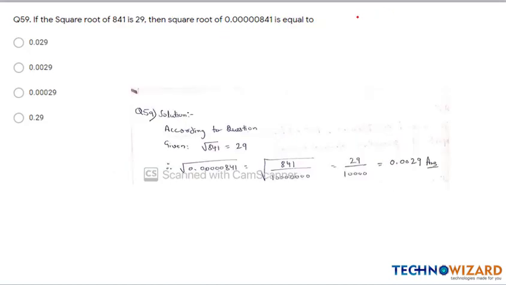Question number 59. If the square root of 841 is 29, what will be the square root? Simple question. This is the answer. I have converted this number into a fraction, 841 upon this number. After calculating, after the root, you will get 29 upon 10,000. This will be 0.0029, which is the correct answer.